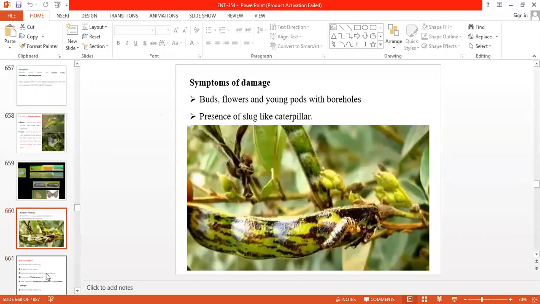The damaging stage is the caterpillar, which mainly infests the buds, flowers, and young pods. Slug-like caterpillars can be seen on the infested pods of pigeon pea.